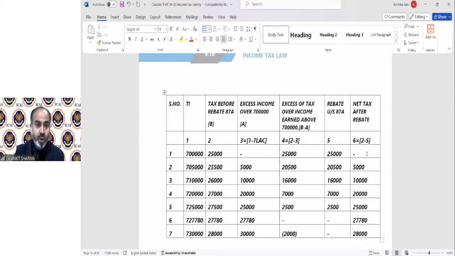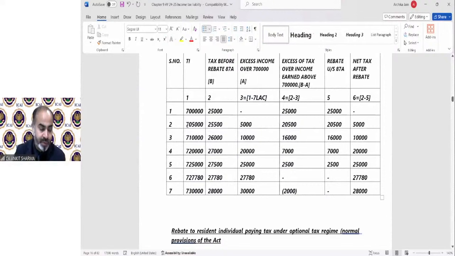Now you will understand from example number 2, the second point will be applicable from example number 2. Now, total income given in the question is 7,05,000. On 7,05,000, the tax will be 25,500. Step 1, total income, point number 1, is 7,05,000. The tax that will come is 25,500. Now point number 3 says, let's deduct point 1 minus 7 lakh. If I deduct 7,05,000 minus 7 lakh, that will come to 5,000. So this point number 3 needs the excess income over 7 lakh. In this question, excess income is 5,000.